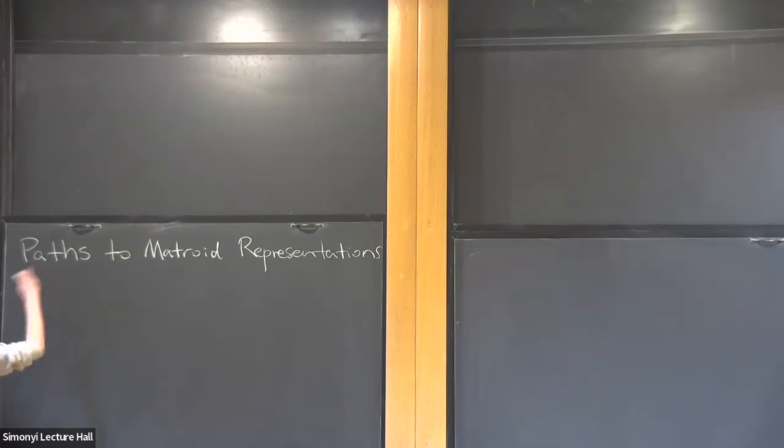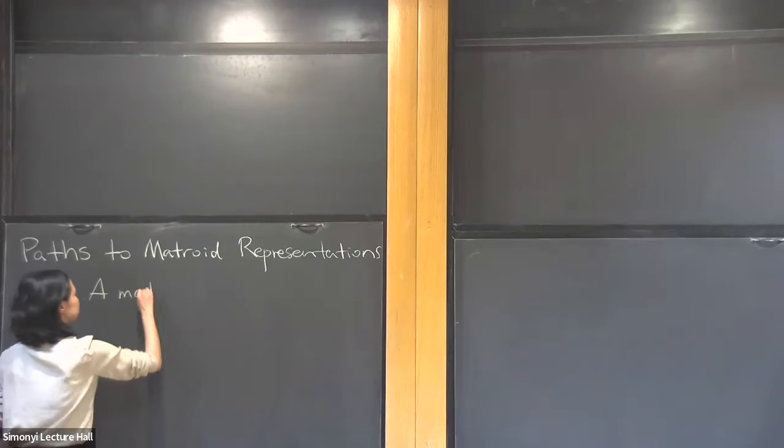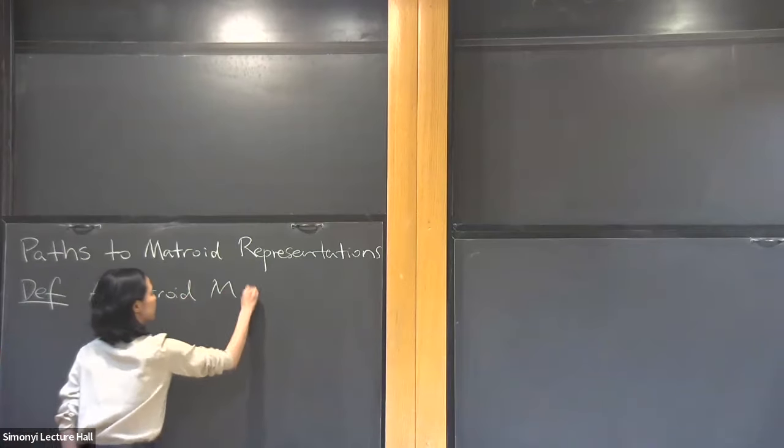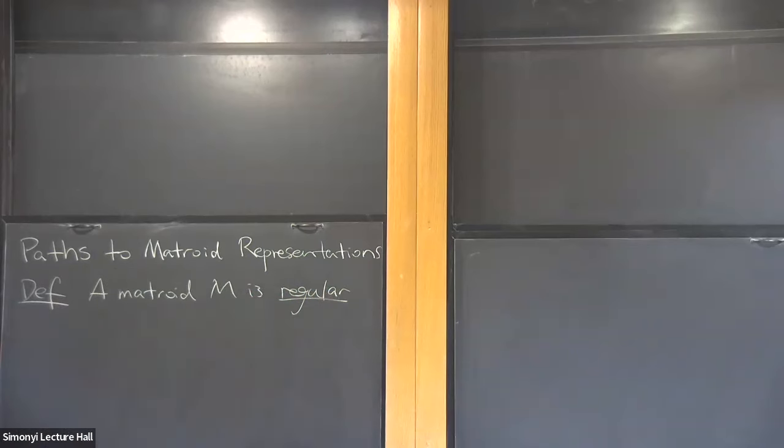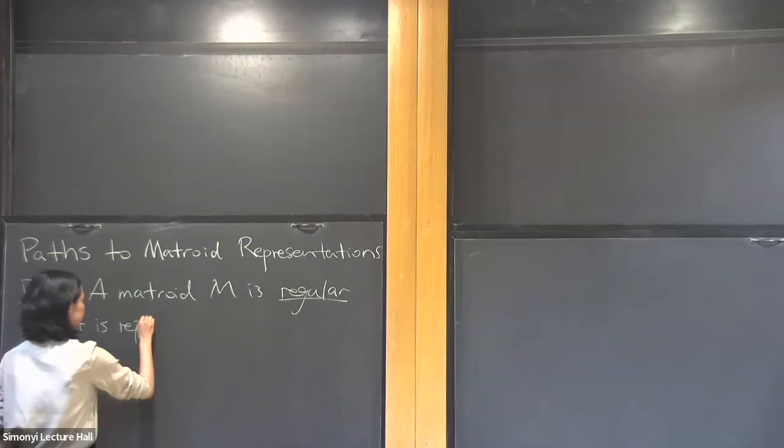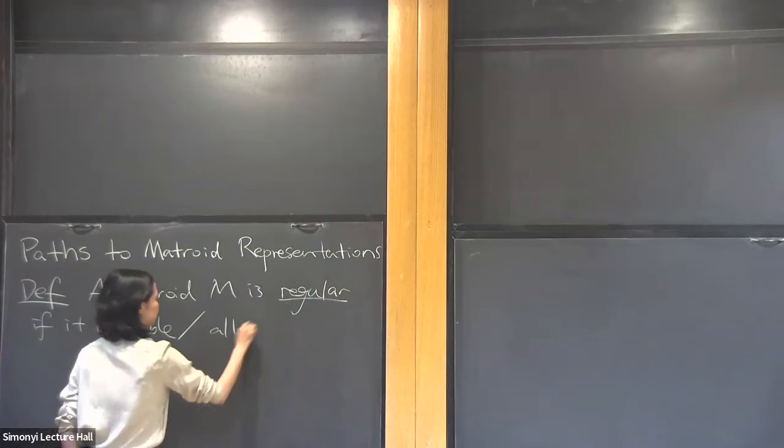We'll talk about certain paths in matroids, and that actually turned out to be a path to how we find representations. So let me start with something that some of you may have already seen. Let's say a matroid is regular. You may want to say it is represented by some unimodular matrices, but let's say it is representable over all fields.